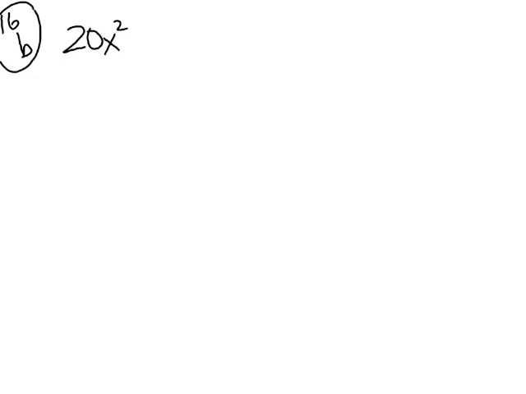20x squared plus 53x plus 18. Okay, so I need to factor again. What are the factors of 20? I have 1 and 20, 2 and 10, 4 and 5. Okay, factors of 18: 1 and 18, 2 and 9, 3 and 6. So I need to choose between these combinations.